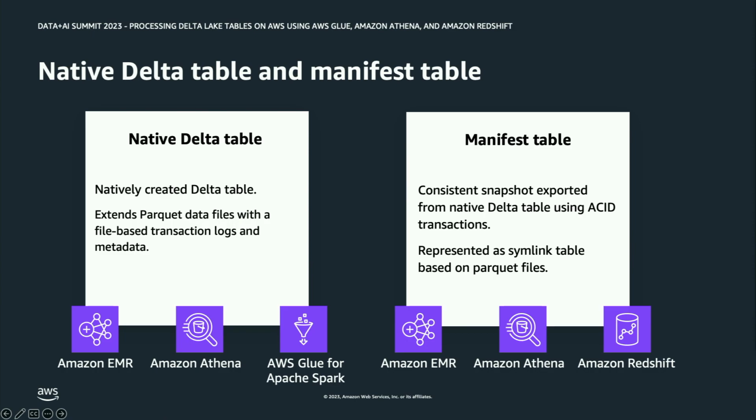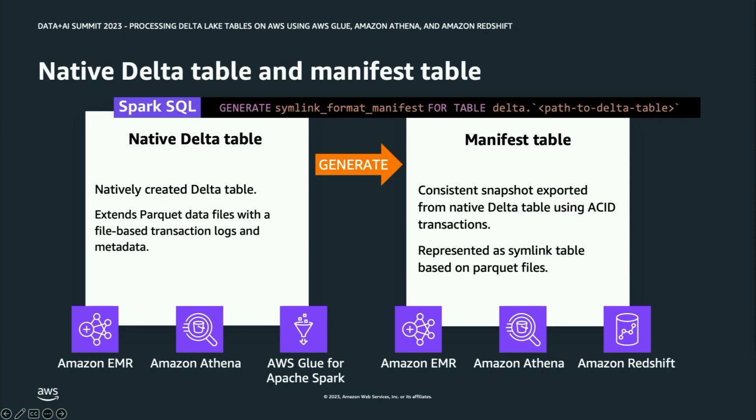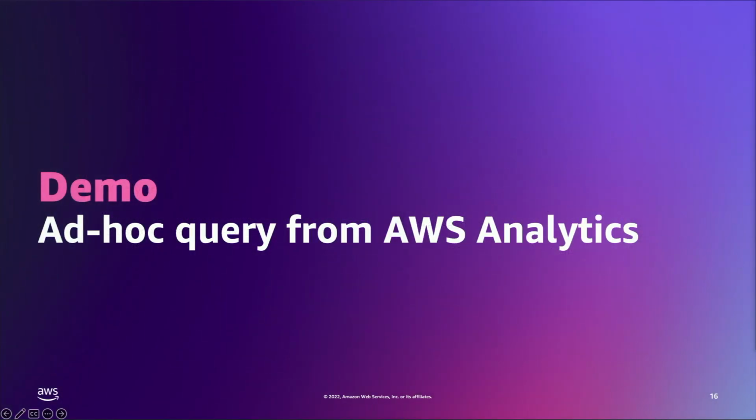In the next demo, I want to query the Delta table from not only Amazon Athena, but also Amazon Redshift. To make the Delta table queryable, it's important to create a manifest table, which is based on the Symlink text format. The standard way to create a manifest table is to run the generate command in Spark SQL. But on the AWS Glue platform, there is another way: using an AWS Glue crawler, which simplifies generating a manifest table. In this demo, I will choose this way. Then go to the demo video.